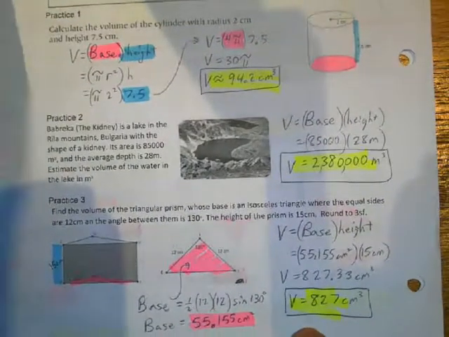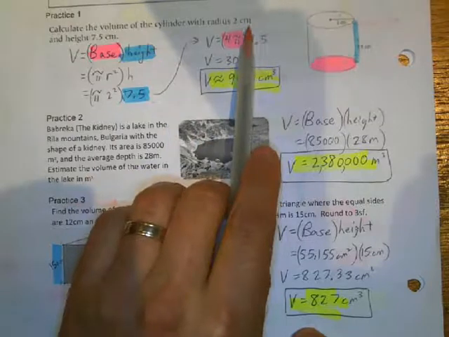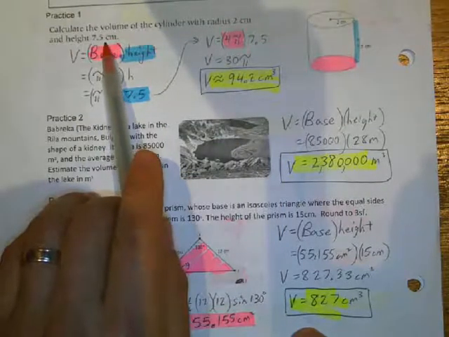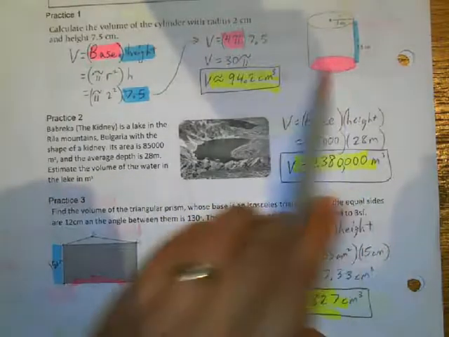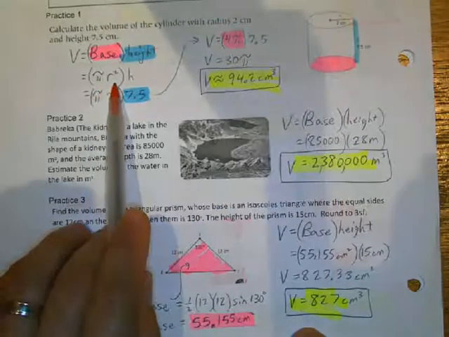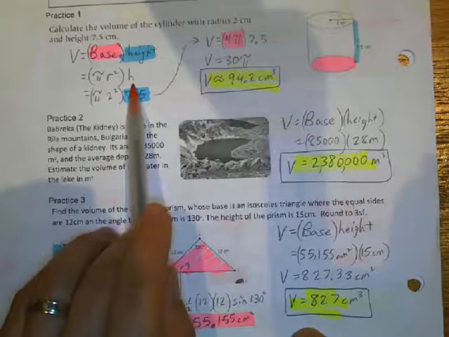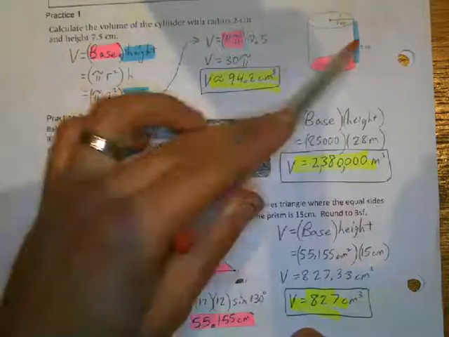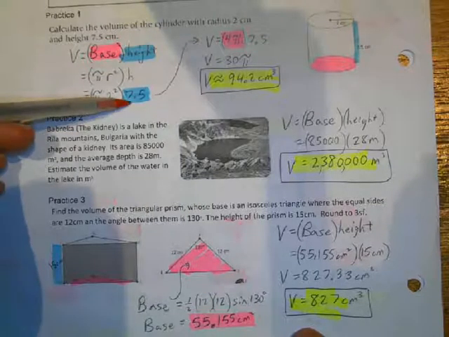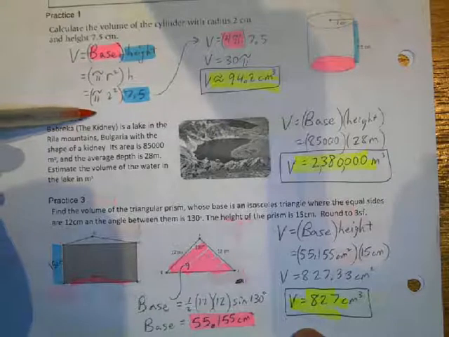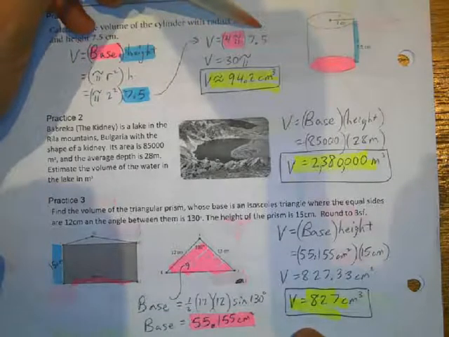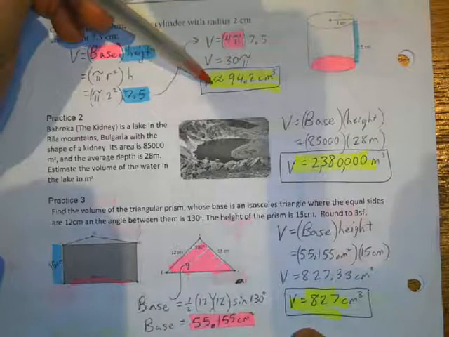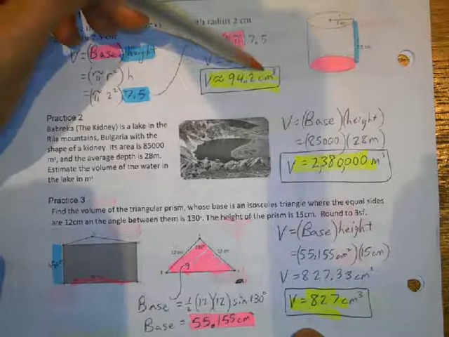Okay, next one. Okay, calculate the volume of the cylinder with a radius of 2 centimeters and a height of 7.5 centimeters. So the base here is a circle, which the area of that is pi r squared, times the height. That gives us the volume of our cylinder. We know the radius is 2, so I've put in the 2 there. We know the height is 7.5. So now we have pi times 2 squared, so we've got 4 pi times 7.5, and then we simplify that and we get 94.2 centimeters cubed.